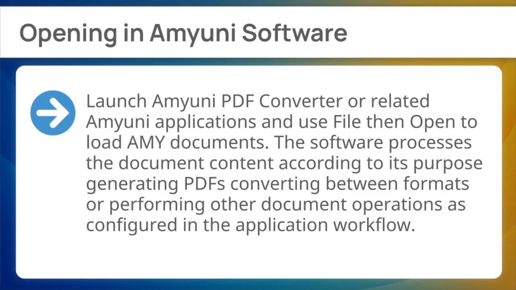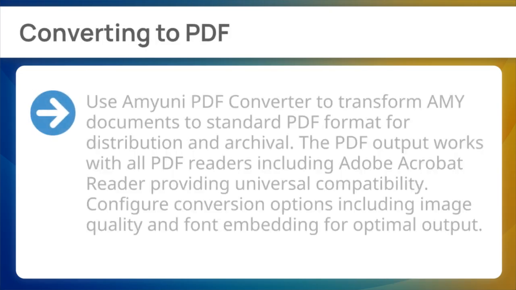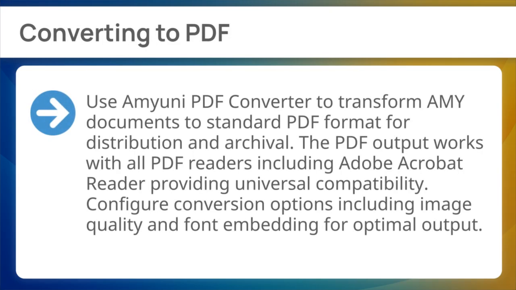The software processes the document content according to its purpose, generating PDFs, converting between formats, or performing other document operations as configured in the application workflow. Next, converting to PDF. Use Amyuni PDF Converter to transform AMY documents to standard PDF format for distribution and archival. The PDF output works with all PDF readers, including Adobe Acrobat Reader, providing universal compatibility. Configure conversion options, including image quality and font embedding for optimal output.